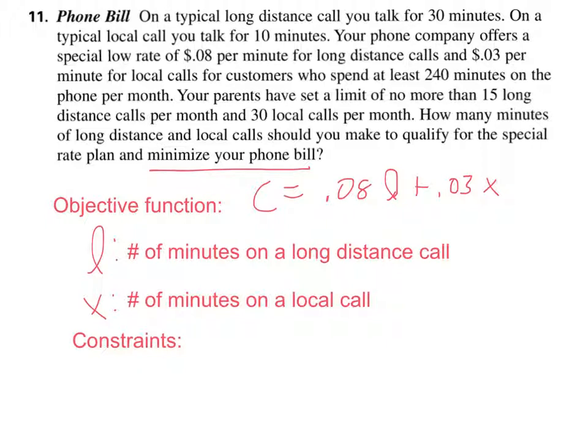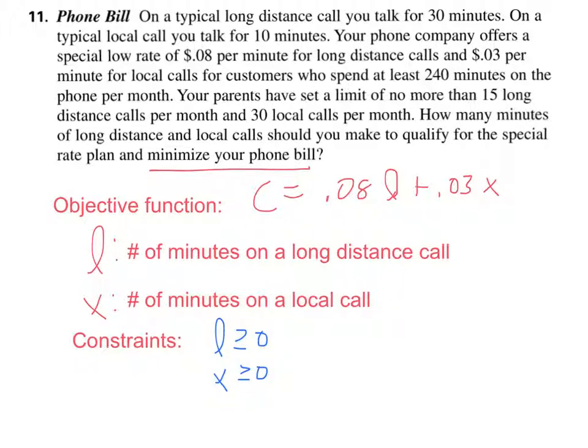So what are my constraints? Well, the two that are never written but are supposed to be understood are the fact that the number of minutes on a long distance phone call has to be greater than or equal to 0, and the number of minutes on a local phone call has to be greater than or equal to 0. Again, those two basic constraints are not listed, but I just have to know and understand that my number of minutes of local and long distance phone calls can't be negative. It has to be greater than or equal to 0.